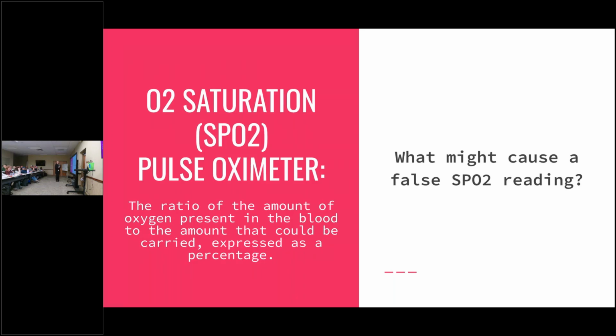Okay, so next is oxygen saturation, also known as SpO2. Your pulse oximeter tells you the ratio of the amount of oxygen that's present in the blood to the amount that could be carried, expressed as a percentage. So what are some things that might give us a false SpO2 reading? Nail polish, cold fingers, carbon monoxide, that's a big one, yeah.